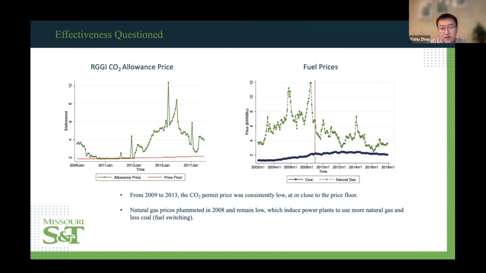Another reason is, like I mentioned before, the development of fracking, as shown in the right graph here. The timing coincided with the RGGI program, around 2008, 2009, when we started to have the development of fracking, which decreased the price of natural gas. Power plants then switched from coal to natural gas, which also contributed to the emission reduction. So this is a major reason why we see emission reduction, not necessarily attributed to the carbon policy. Whether the emission reduction we observe can be attributed to the carbon policy is still an open question.